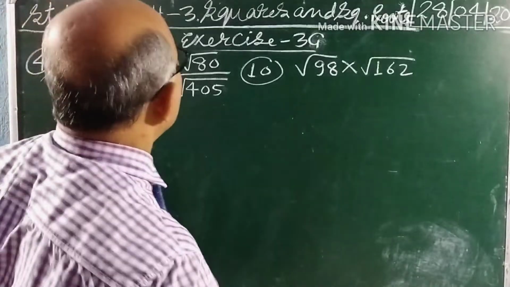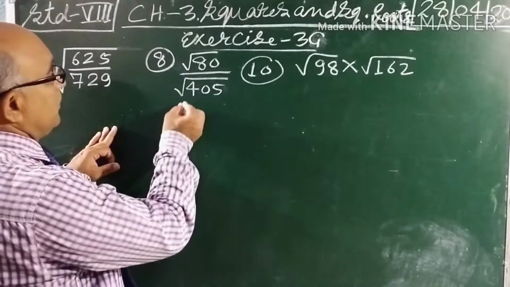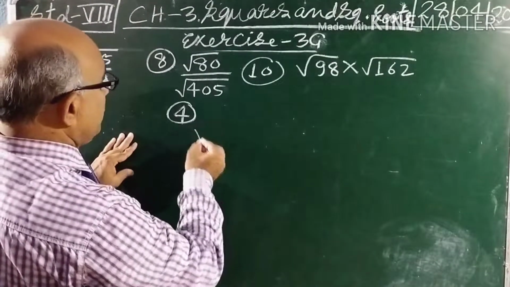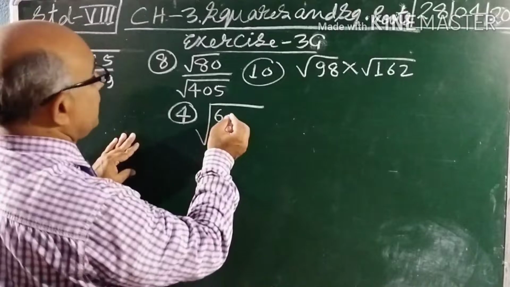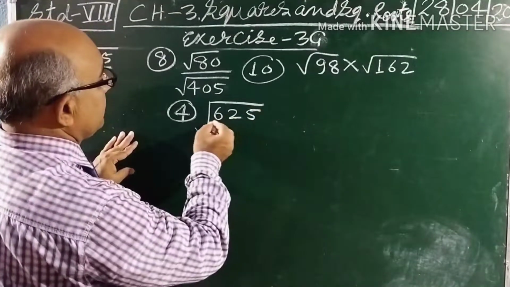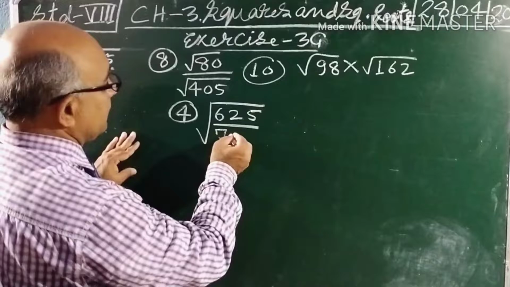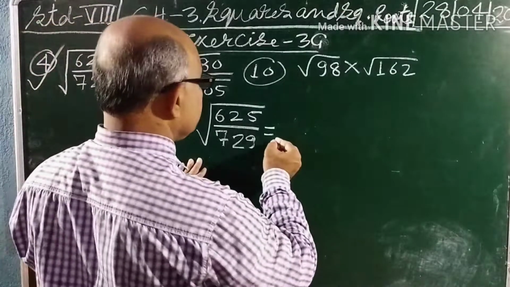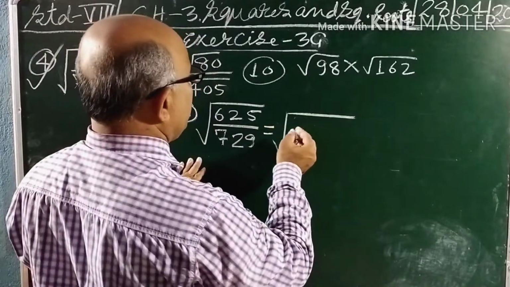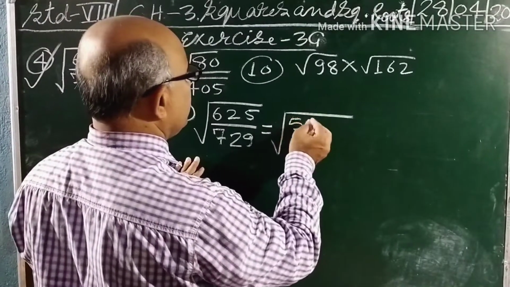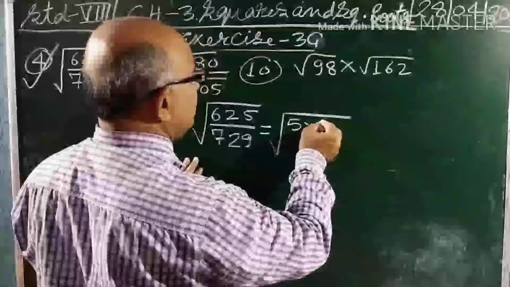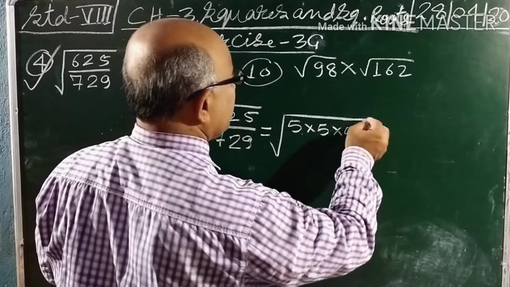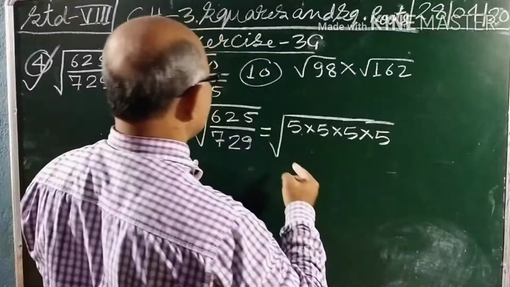Exercise 3G of chapter 3. First of all, solve question number 4. Question number 4 is under root 625 by 729. Dear students, 625 means 5 into 5 into 5 into 5.